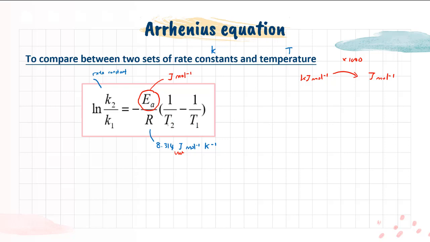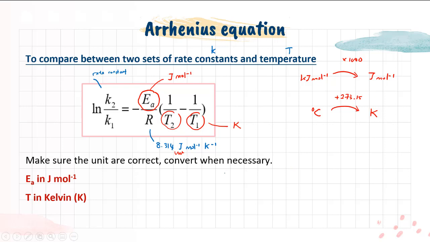Then continue with the equation: 1 over T2, the second temperature for K2, minus 1 over T1, the temperature for K1. For this temperature, also important, I will circle in red color. It should always be in Kelvin. So if the question gives you degrees Celsius, convert into Kelvin by adding 273 or 273.15. This is a very important unit. So make sure units are correct: activation energy in joule per mole, temperature in Kelvin.